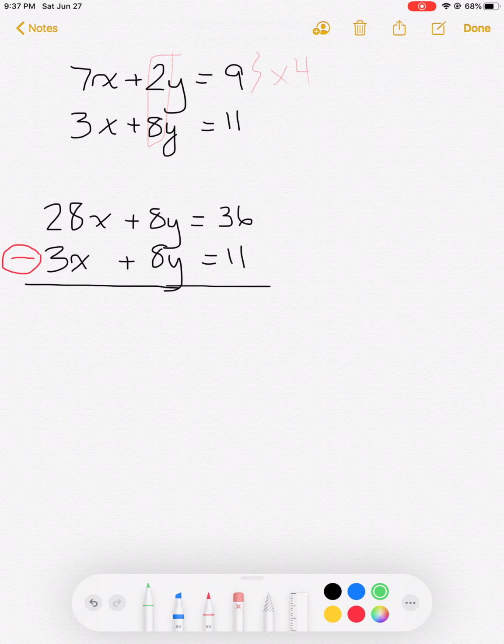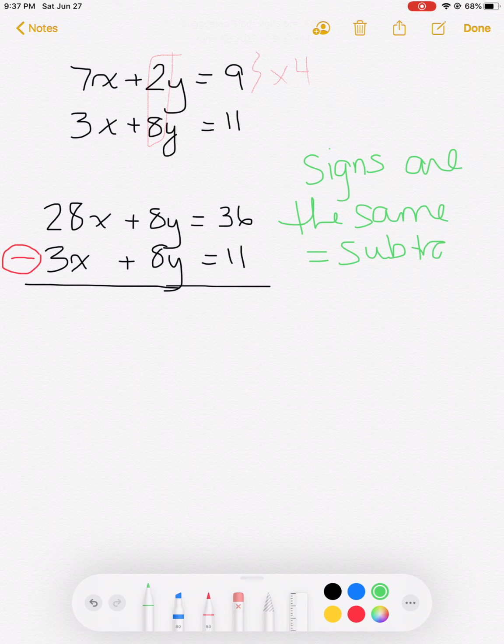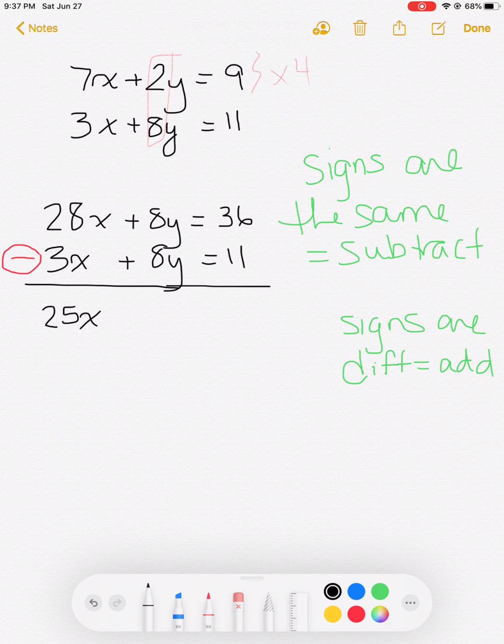One thing that I always said, if the signs are the same, we subtract. Okay, and if the signs are different, we add. Okay? Okay, so we need to subtract now. So 28 minus 3 is 25. 25x, right? Because 28 minus 3, 8 minus 8 is 0, so plus.